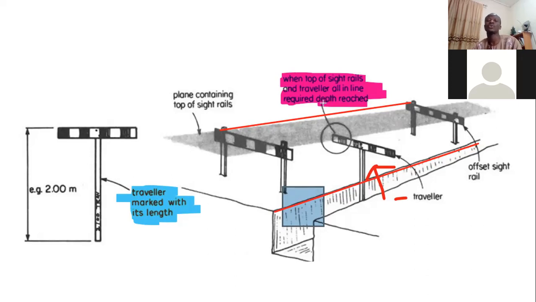Okay, so the trick is very simple. You now need what we call a traveler. Okay, now when the top of the site rails and the traveler all lie in line, that means the required depth has been reached.